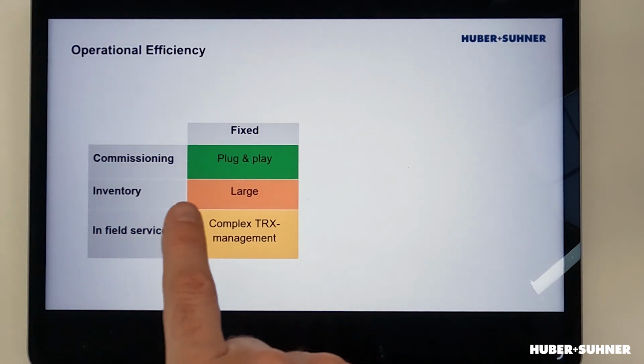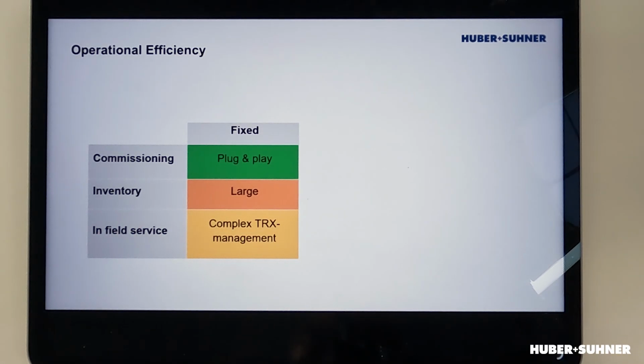But the lack of tunability is also the biggest downside of the fixed wavelength transceivers, because we then have a large variety of different transceivers, meaning we have a very large inventory. And also, the in-field service becomes quite complex, because if we need to replace a transceiver in the field, we need to make sure that we've got that very specific transceiver for that wavelength available and handy.